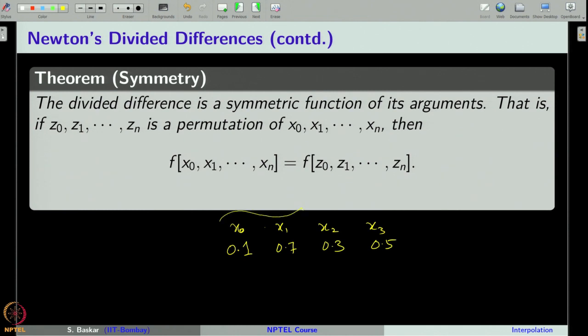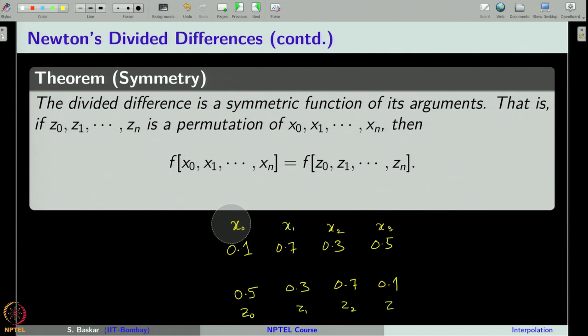Just to indicate that, I have taken these nodes in our example. Now, what we will do is simply do a permutation of these nodes. Let us say we make this permutation 0.3, 0.7 and 0.1. And after doing this permutation, let us denote the nodes as z naught, z 1, z 2 and z 3. Now, the theorem says that the divided difference calculated using these nodes, the way they are arranged, and the divided difference calculated using the original nodes, will both be equal. That is what the theorem says.